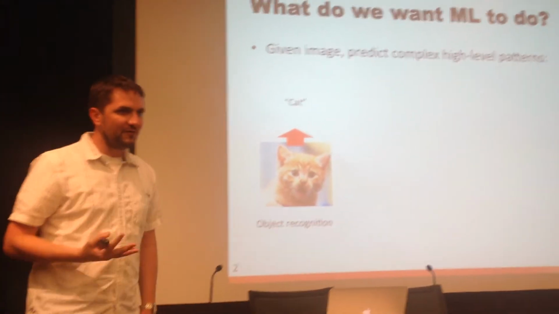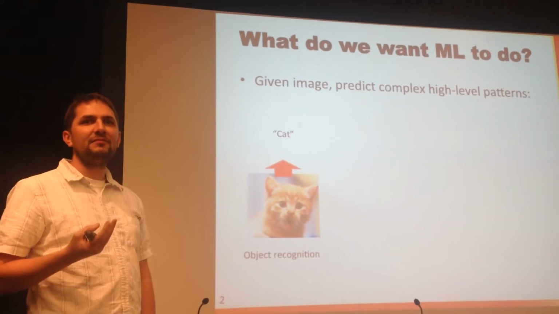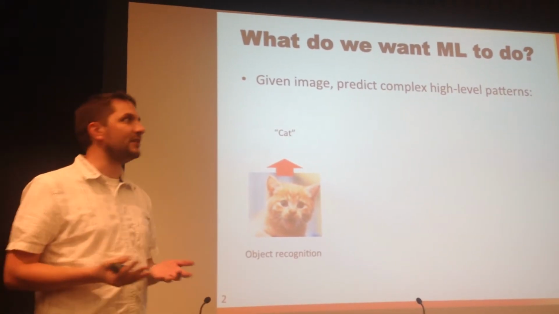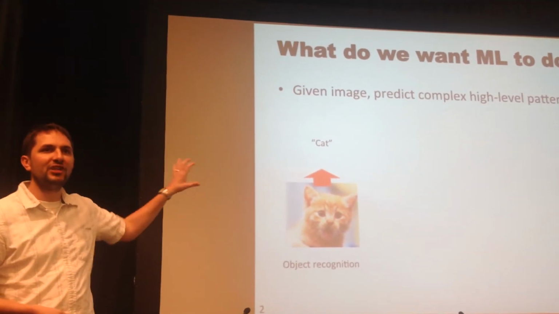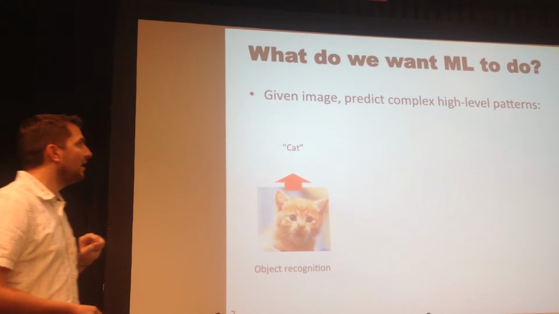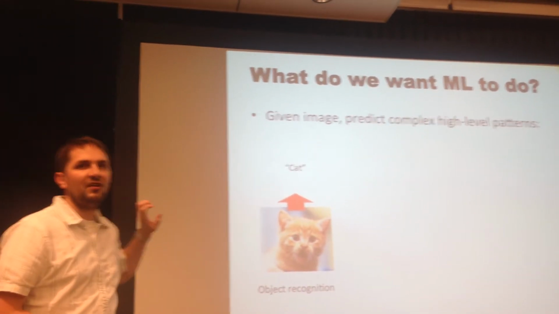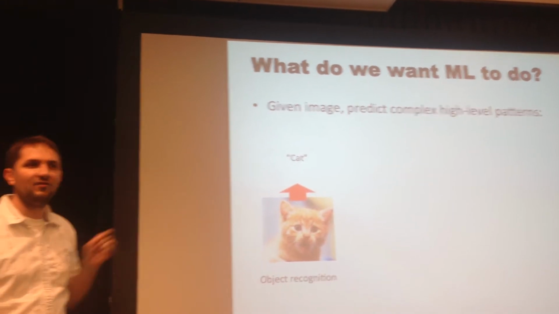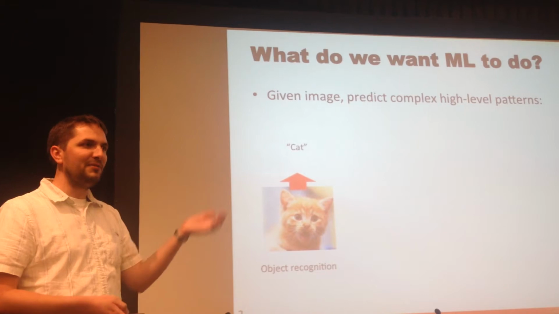First I want to motivate why we do deep learning at all by talking a bit about what we want machine learning to do generally. The basic idea behind machine learning is that if I give you an image, some piece of data, I want to learn to make some kind of prediction. For example, if I give you this image, one thing I might try to do is train a computer to predict that this is a cat, or maybe tell me that it's not a cat.